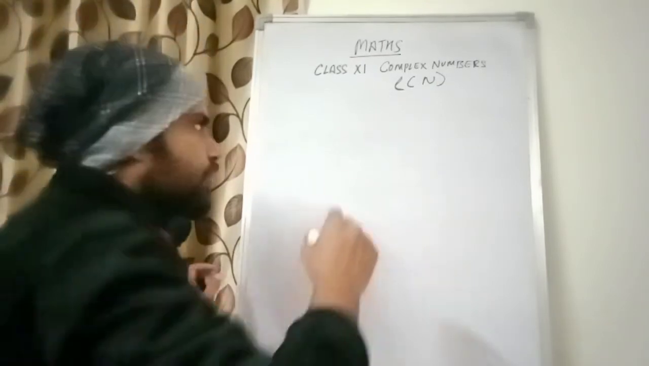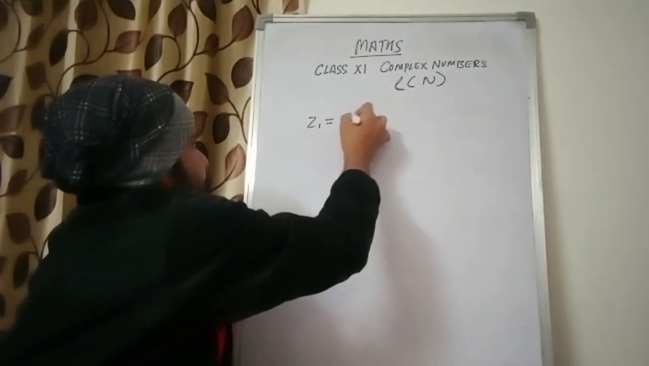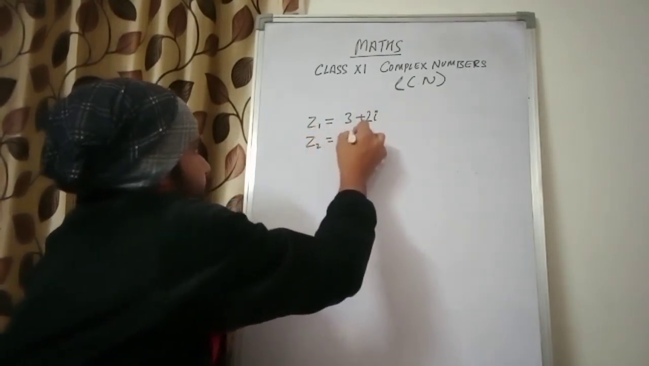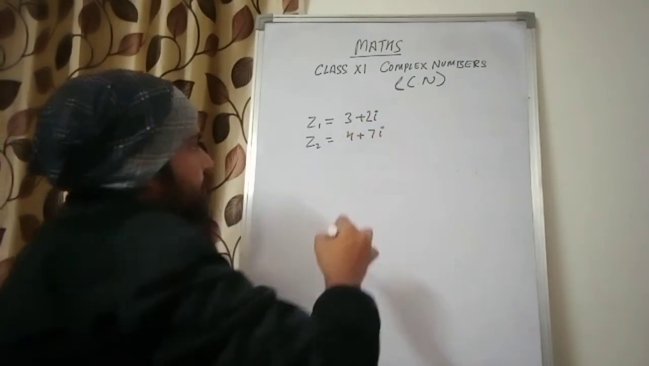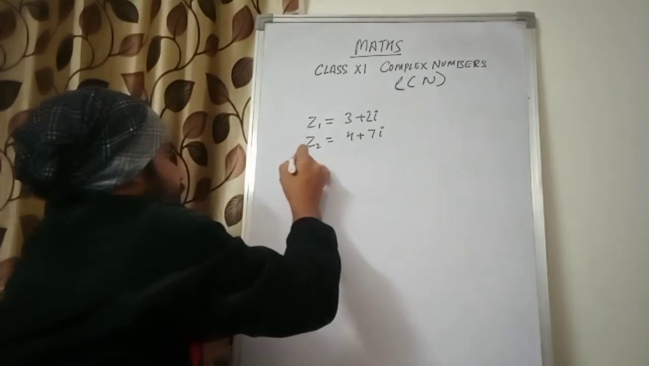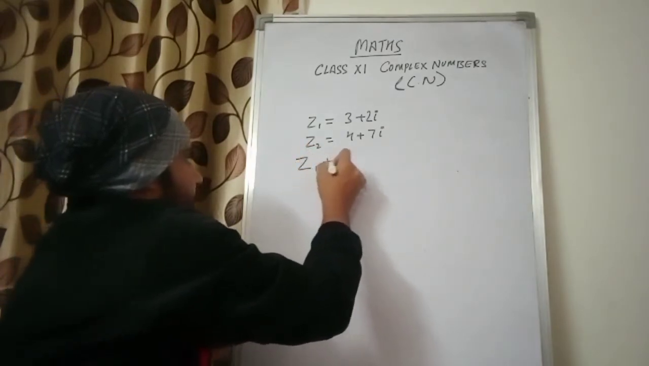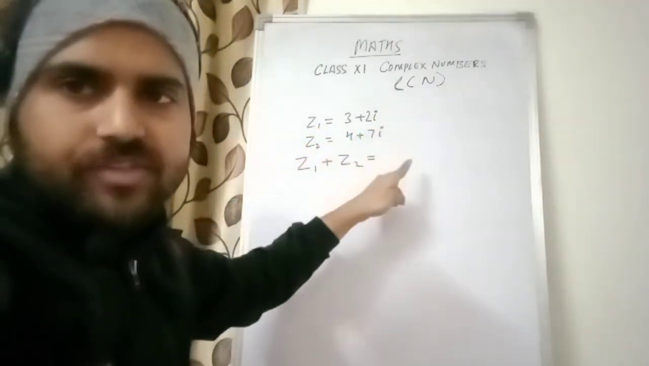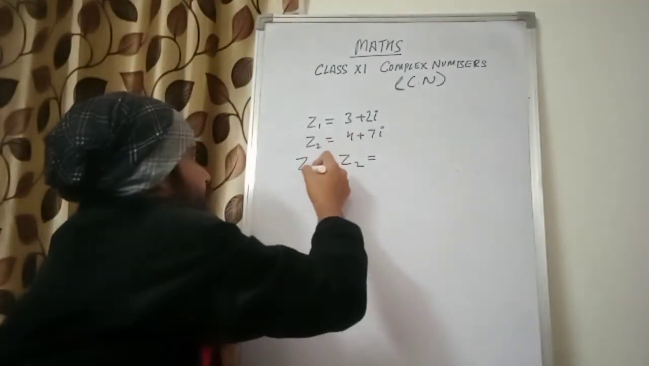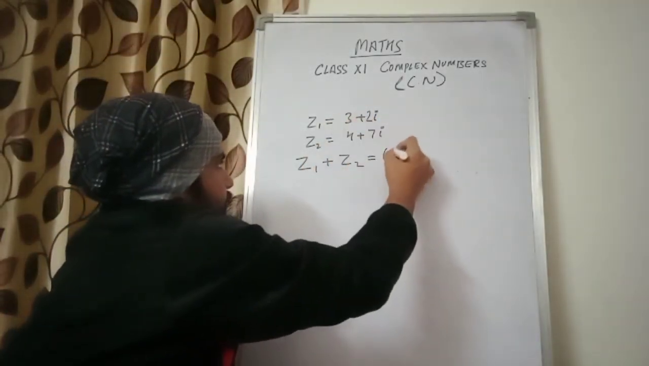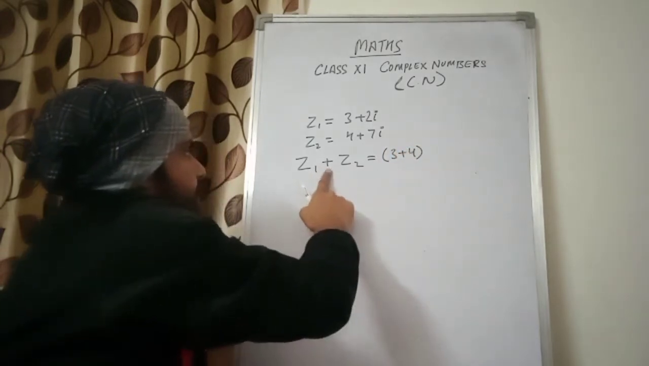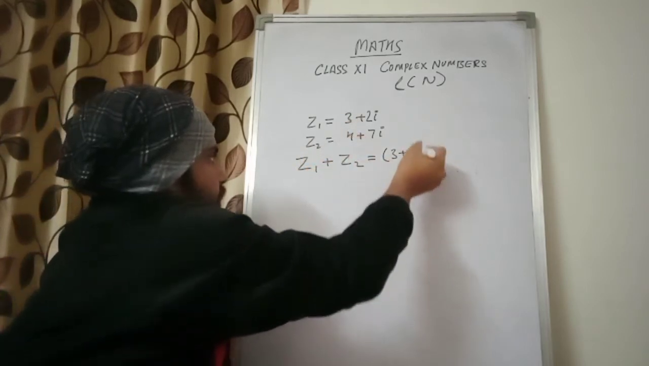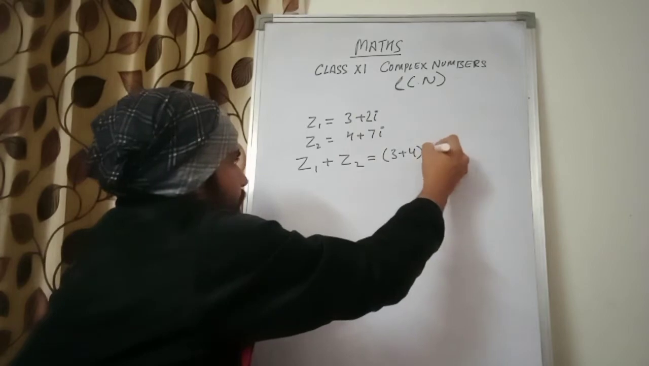Let's say I have to add two complex numbers. Let's say z1 is 3 plus 2i, and z2 is 4 plus 7i. So for adding these two complex numbers, what I have to do? I have to add their real parts together and their imaginary parts together. So the real parts of z1 and z2 will be 3 plus 4. Since I am adding, I am adding their real parts. Real part of z1 is 3 and real part of z2 is 4. So I am just adding these two. This will give you the real part of z1 plus z2, plus i.